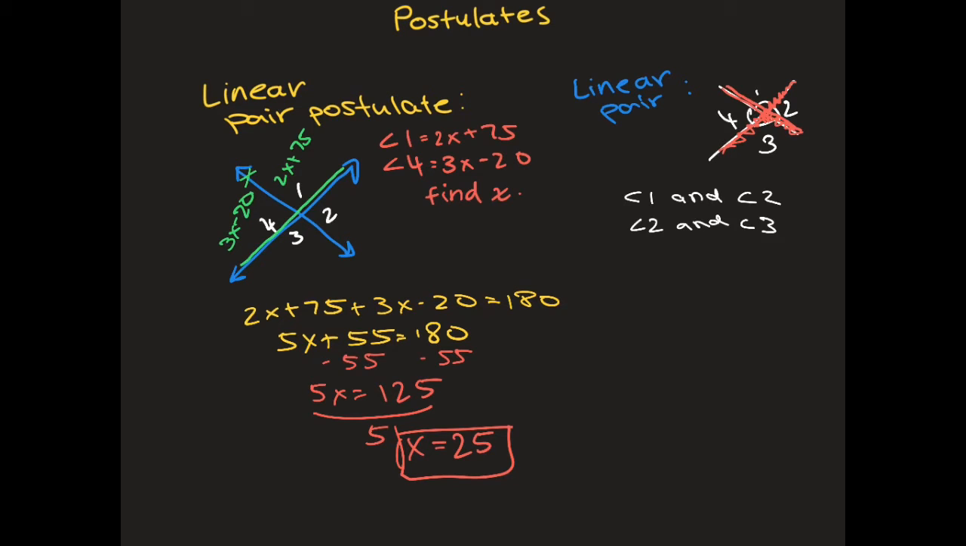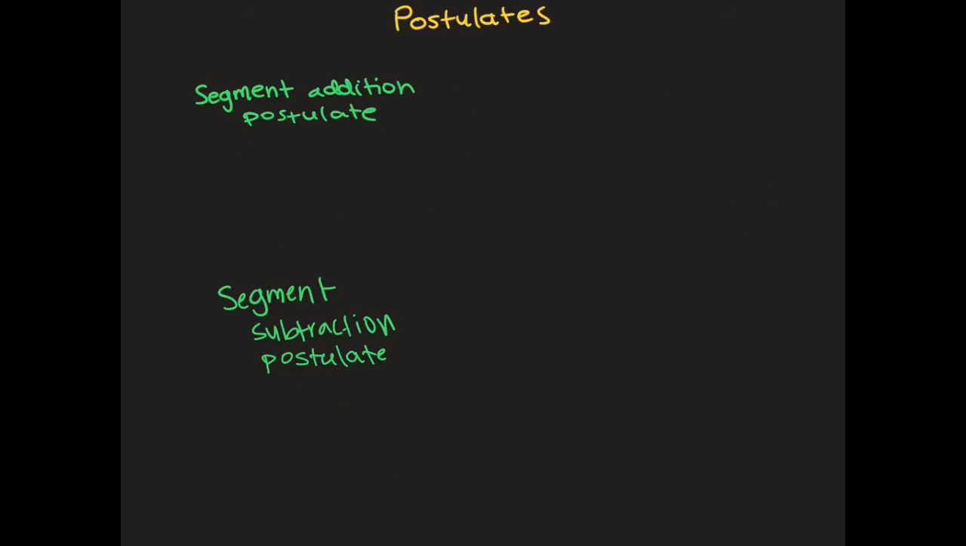Next we'll be looking at the segment addition postulate and the segment subtraction postulate. Those two go together, so we'll look at them at the same time. They go hand in hand and are pretty similar. First off, you have to know what a segment is. That's just a line that has two ending points. So we'll take an example.